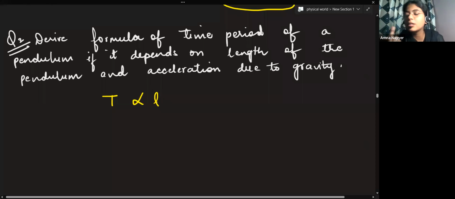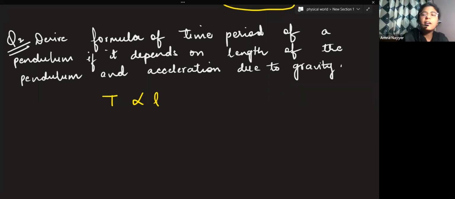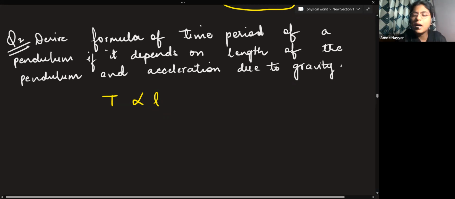And acceleration due to gravity. In your gravitation chapter, in your term 1 NCERT part 1 book only, you have this chapter, gravitation. There you will be studying acceleration due to gravity in detail. So this is represented through g, acceleration due to gravity, whose value is fixed, 9.8 meter per second square. Now, time period here depends on length of the pendulum and acceleration due to gravity.